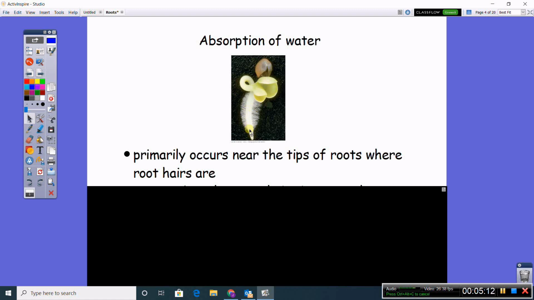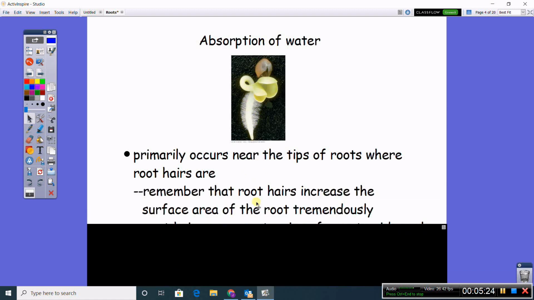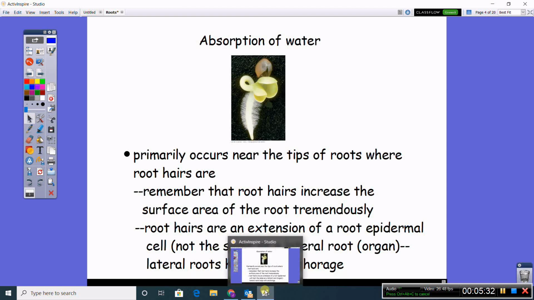Okay? So we'll be talking about seed germination a little bit next week, but I wanted to give you a better idea of what those root hairs are like. They are there to increase the surface area to help with absorption. So that's what that little bullet says right here. The root hairs are going to increase that surface area for absorption tremendously.